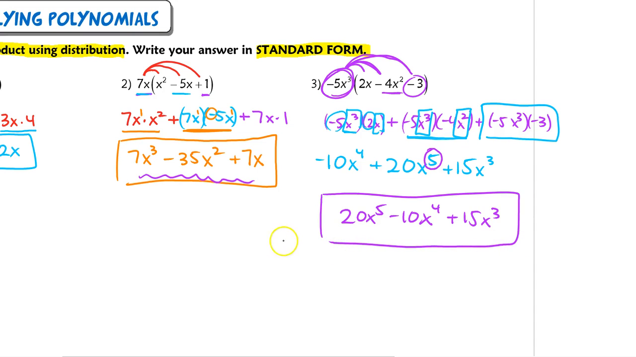All right, nice job. Tomorrow we're going to get a lot of practice with multiplying polynomials by monomials. And we're going to keep practicing this whole idea of the distributive property and adding the exponents when we need to and combining like terms only when we need to.